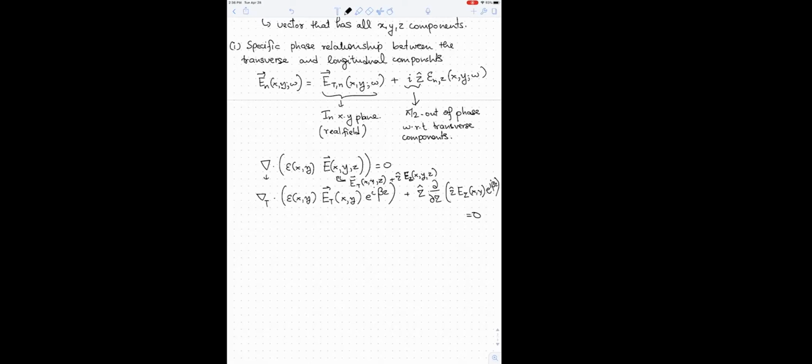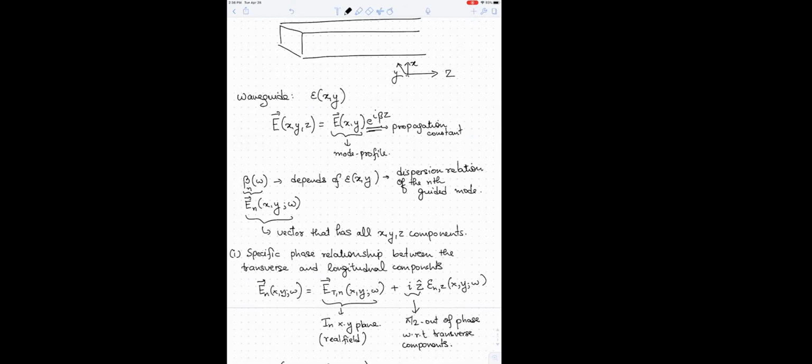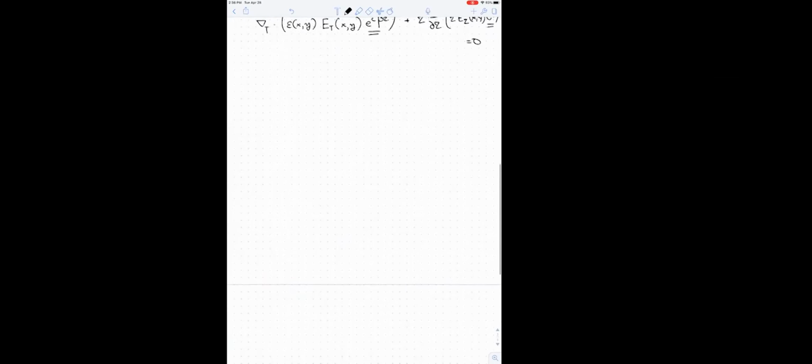Where's the exponential i beta z? Say that again. Is it the exponential i beta z component? But that is because we are looking at propagating waves, right? Oh yeah, so right, the z dependence is always exponential i beta z, right?